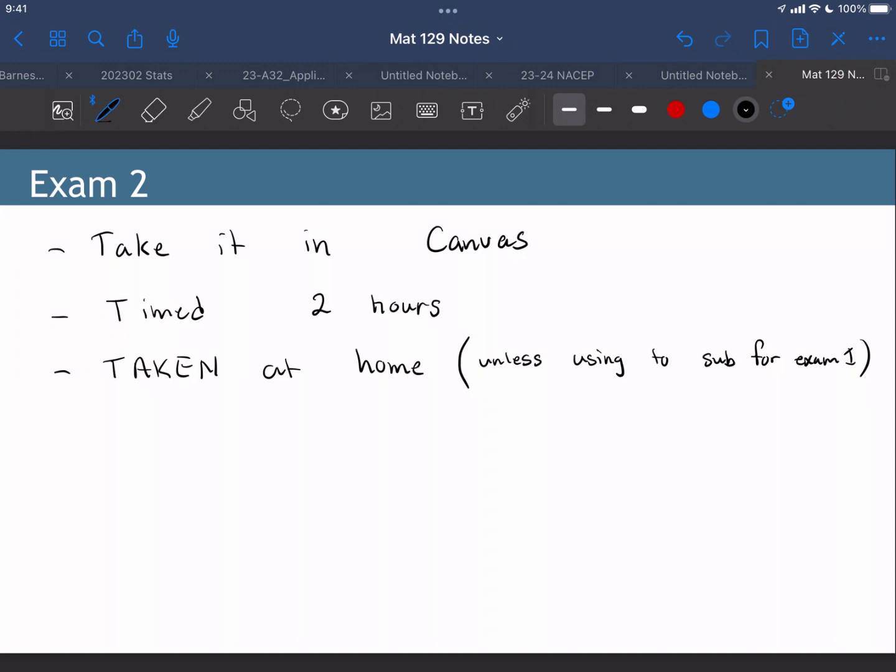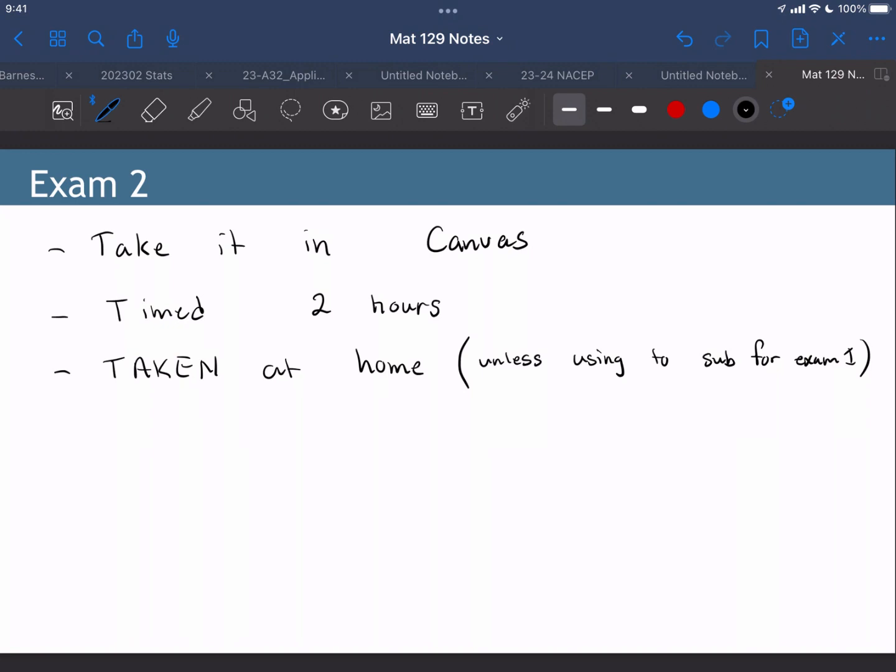But long story short, we want to try to not overwhelm the testing centers, so I prefer to only send people that need it for the makeup purpose. Otherwise, if you're not trying to sub it for exam 1 because you missed exam 1 because you were sick or other things, then you can just take it at home.